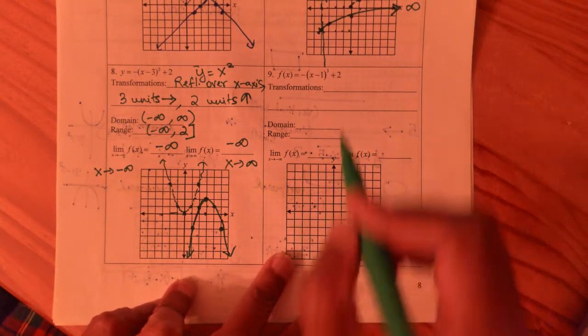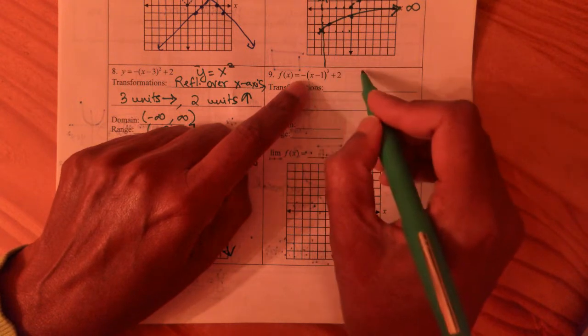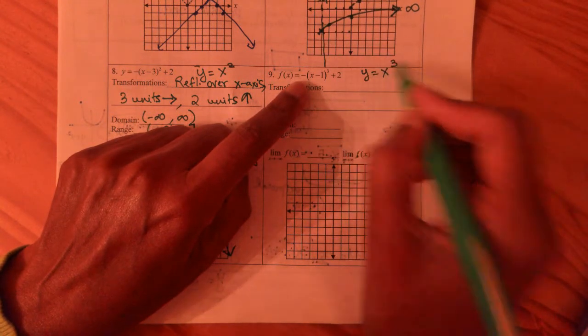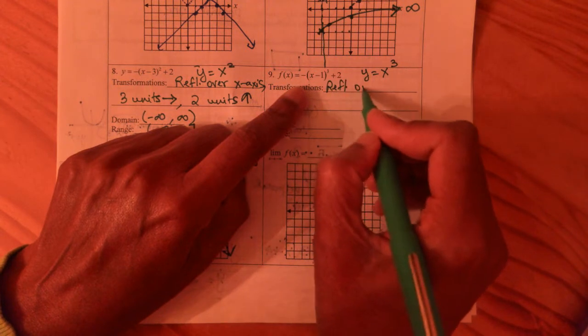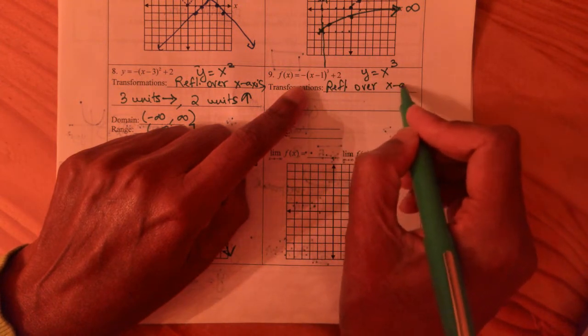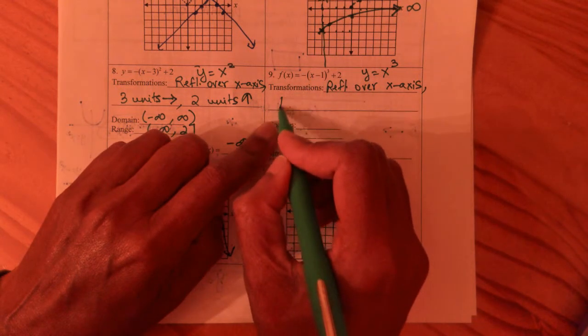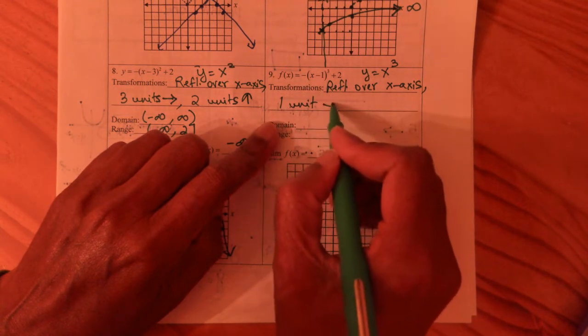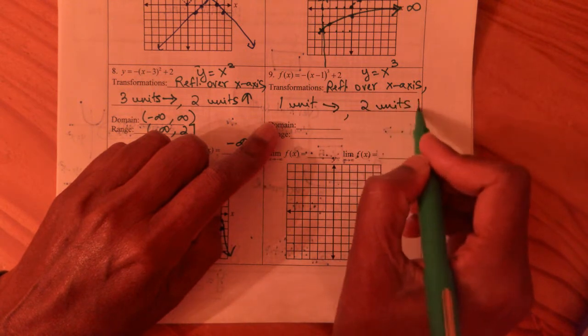And the last one for this page is transformation. First of all, okay, parent. Parent is a cube, so y equals x cubed. What are the transformations taking place? Reflection over x-axis, 1 unit forward because it's negative 1, and 2 units up.